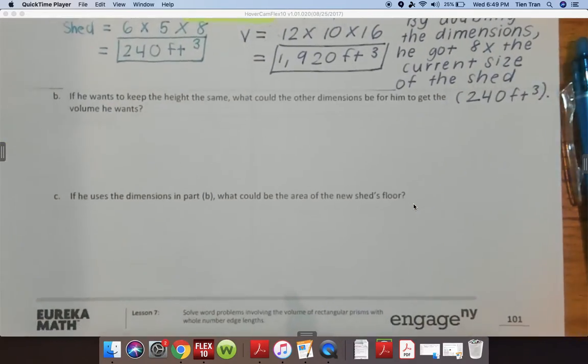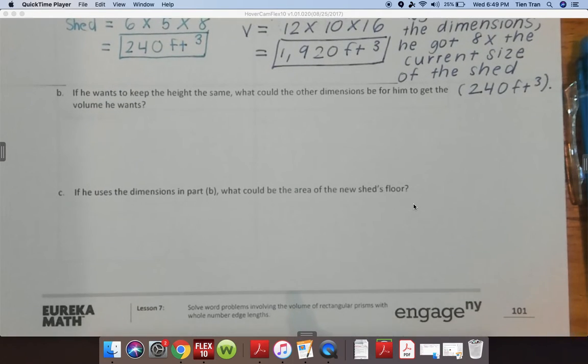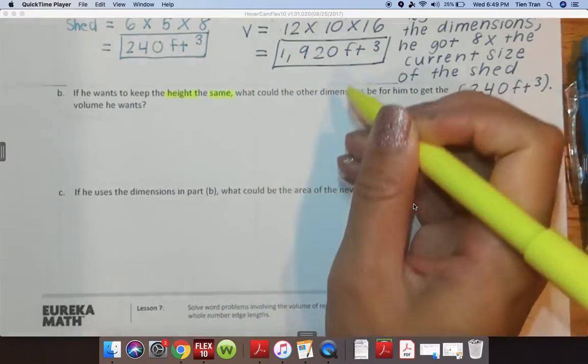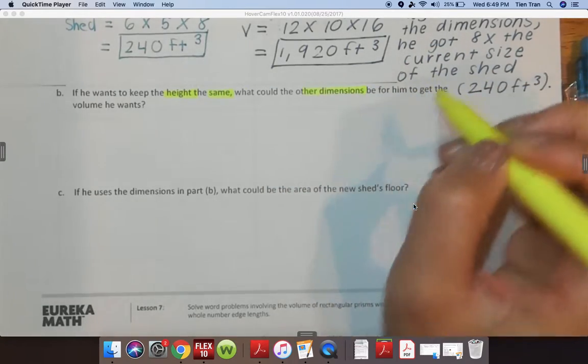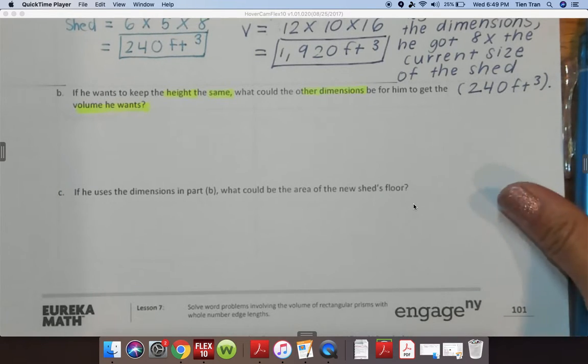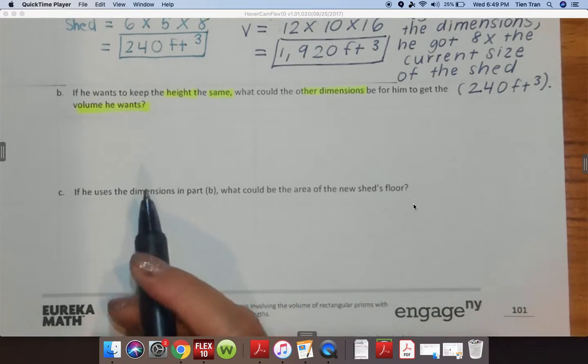Now, problem B. If he wants to keep the height the same, what could the other dimensions be for him to get the volume he wants? So what he could do is he could double the length and keep the width the same.